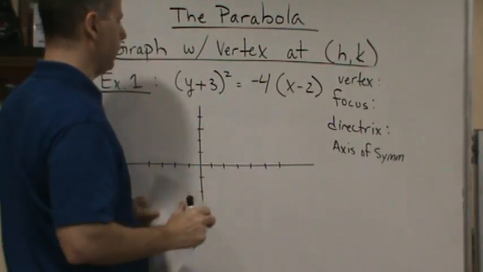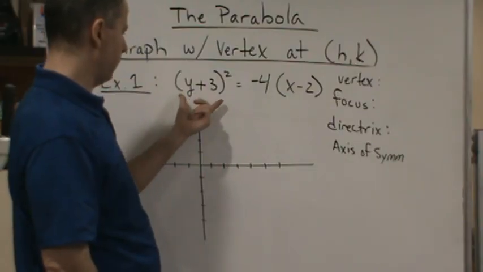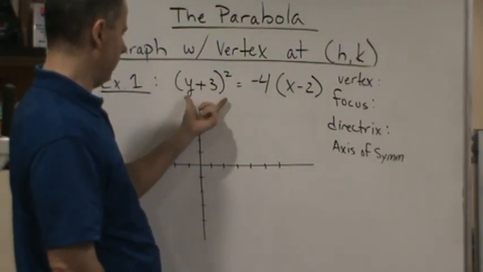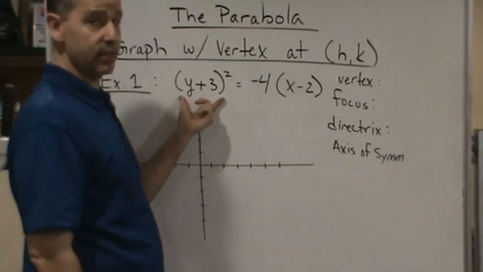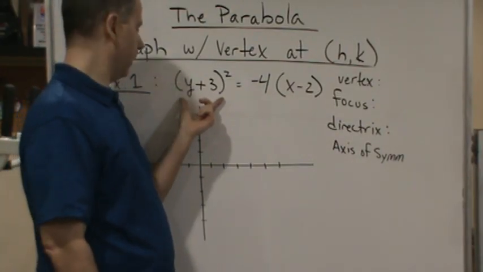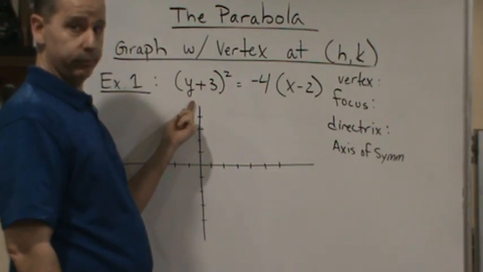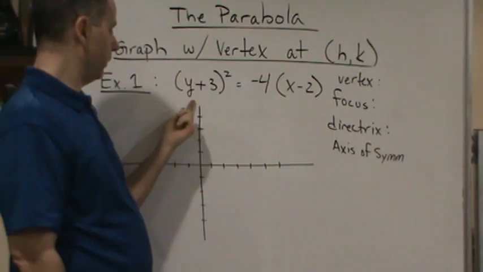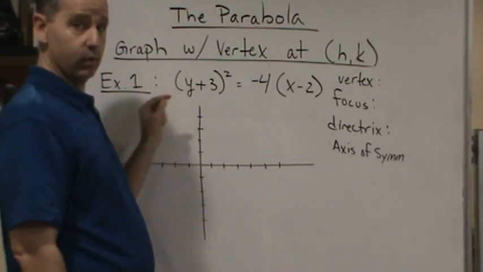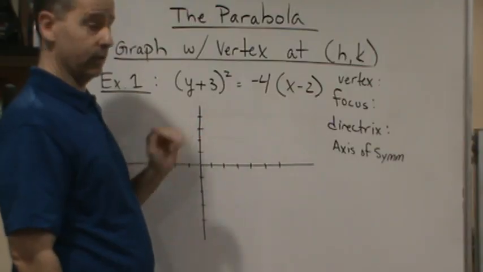A couple things that I noticed right away is that the y is going to be squared. So the square is on the y variable, which means that this is going to go which way? This is going to go left and right, okay? Because the y is squared. So that means it's going to go horizontal. The axis of symmetry is horizontal.